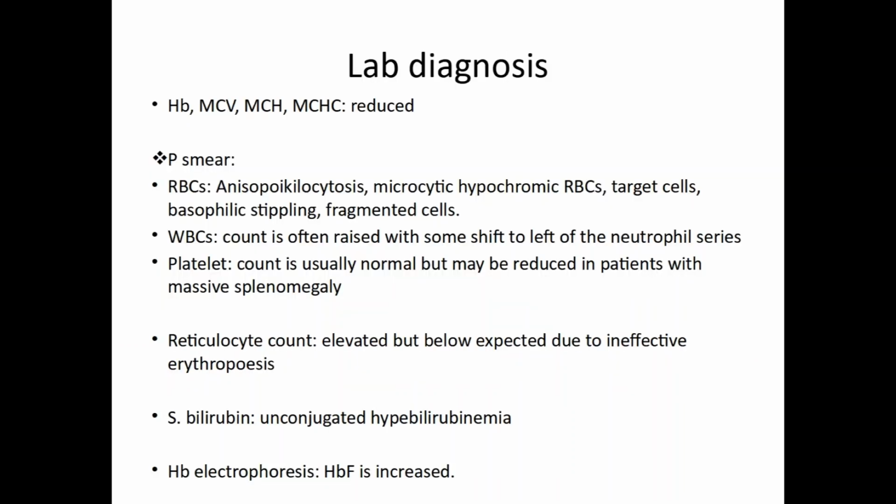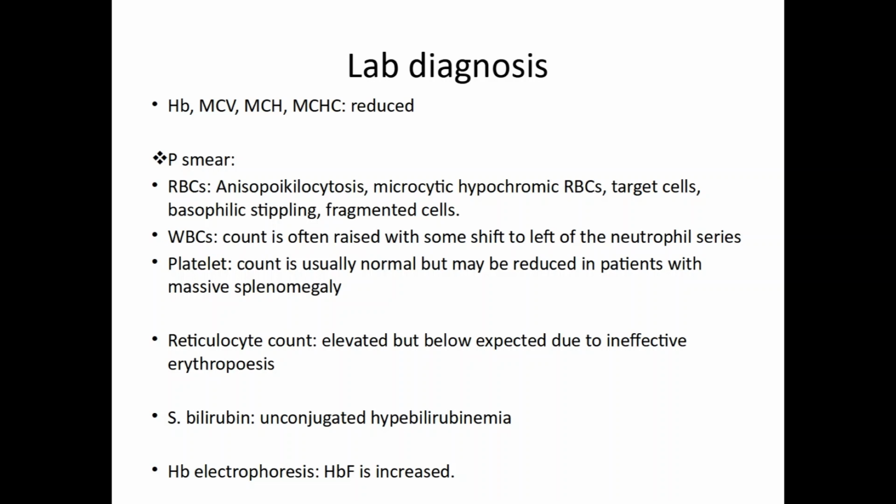Coming to the lab diagnosis of beta thalassemia major, hemoglobin, MCV, MCH, MCHC are all reduced. Peripheral smear wise, it resembles an iron deficiency anemia report. It's a microcytic hypochromic anemia with anisopoikilocytosis, target cells, basophilic stippling and fragmented cells. WBC count is usually normal, but it may be elevated and there may be a shift to left in the myeloid series. Platelet count may be normal, but if the patient has too much splenomegaly, then platelet count may be reduced.